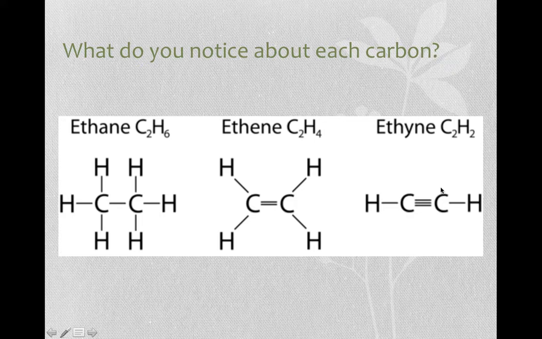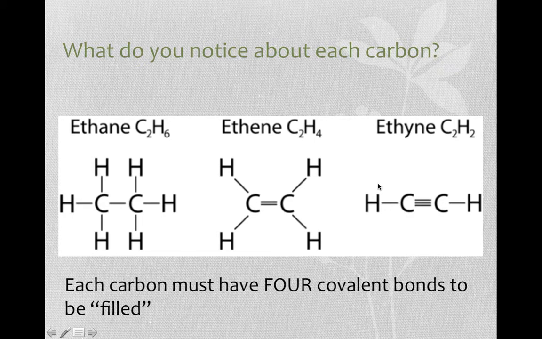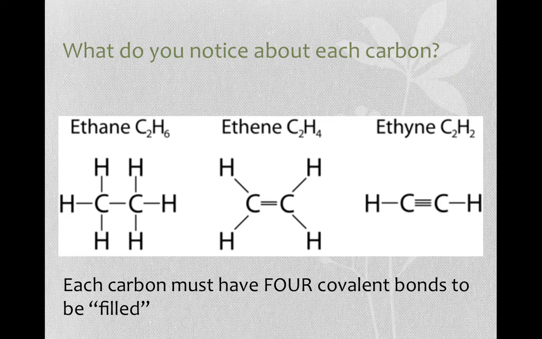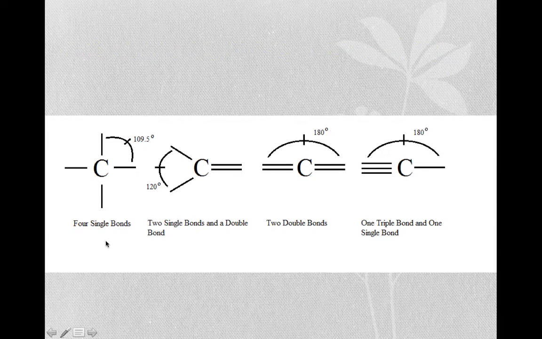So carbon can bond in a bunch of different ways. Each carbon has to have 4 bonds in order to be filled, and it can do that with single bonds, double bonds, or triple bonds. Any of these ways is totally fine for a carbon molecule in order to get its required 4 bonds in order to be happy and content. It can be 4 single bonds, 2 single bonds and a double bond, 2 double bonds, 1 triple bond, and 1 single bond. It can do any of those combinations in order to get its requirement.